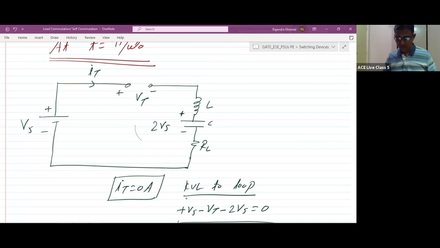At t equal to pi by omega 0, how is the SCR open circuit? The SCR is open circuited because its current becomes 0. You can check the holding current definition: if the current flowing through the SCR becomes less than the holding current value, the SCR will turn off, which means it open circuits. But now the second requirement is to check whether it has successfully turned off or not, and for that we need to check whether the reverse voltage will be maintained for sufficient time. As soon as the current flowing through the SCR becomes 0, the SCR will act as an open circuit.